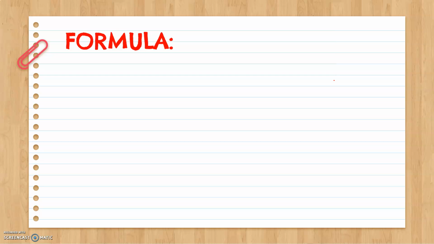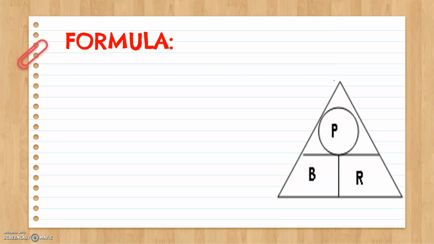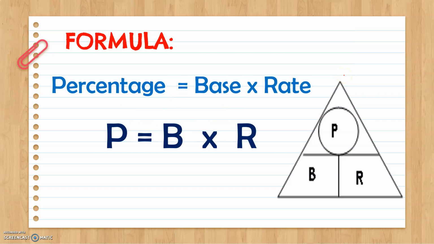Now, in finding or computing the percentage, we may use this illustration here for us to easily remember the formula that we will use. P should be on top in our triangular figure, and B and R should be written below. You may interchange R and B, but P should always be on top. P stands for percentage, B for base, and R for rate. Since percentage is on top, it means that the formula that we will use is percentage is equal to base times rate, or that is P equals B times R.